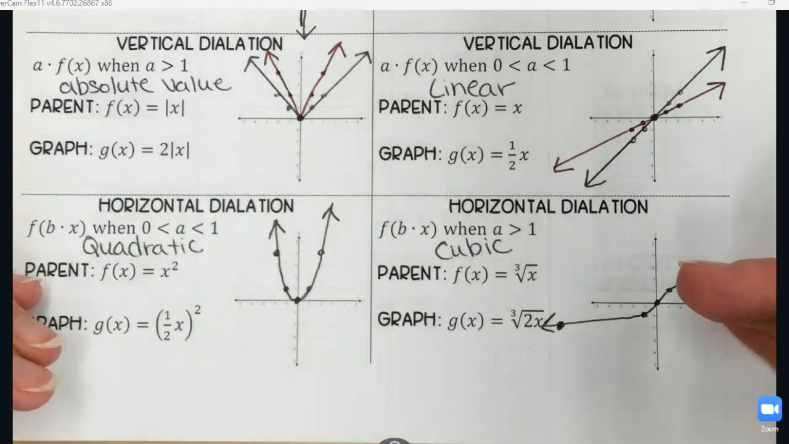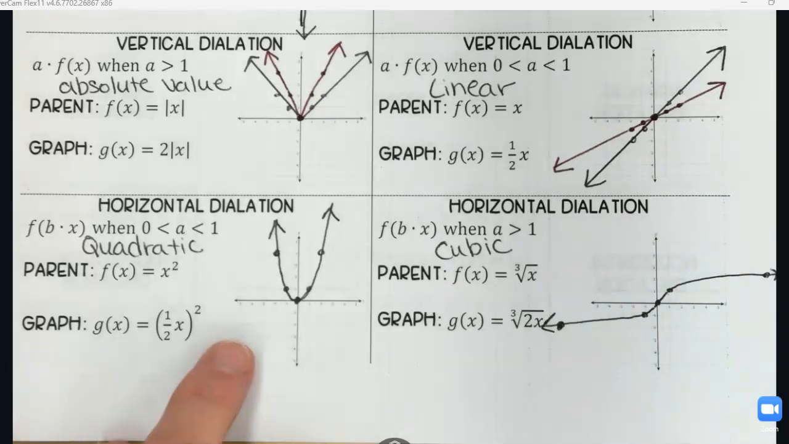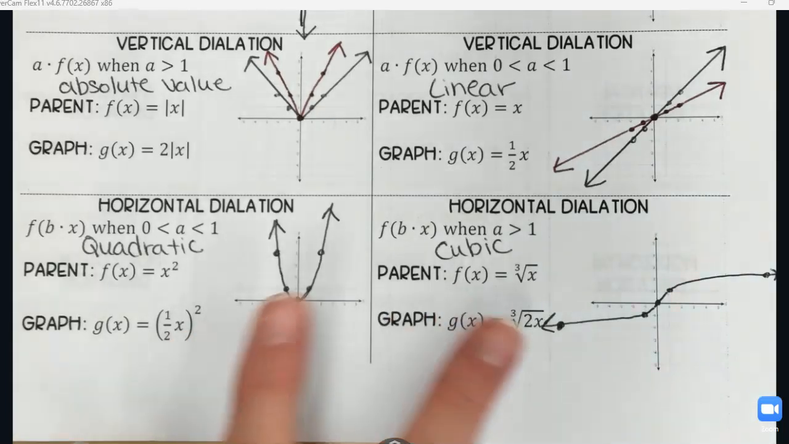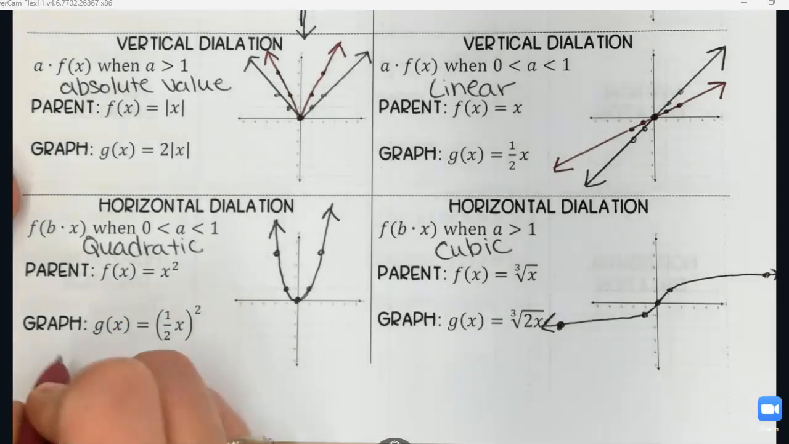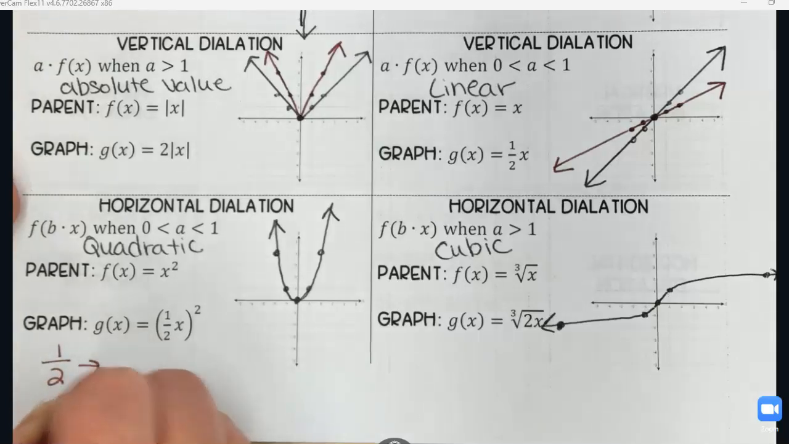Okay, horizontals again are happening inside. And for horizontals, you're going to do the reciprocal of whatever the number is. So here, if I have 1/2 times x inside, that's what tells me it's horizontal. The reciprocal means you flip it upside down.